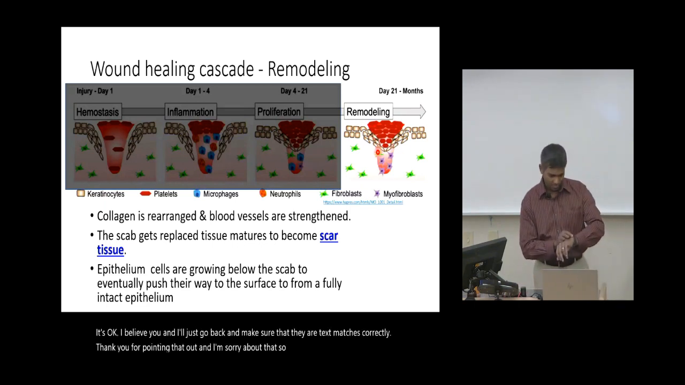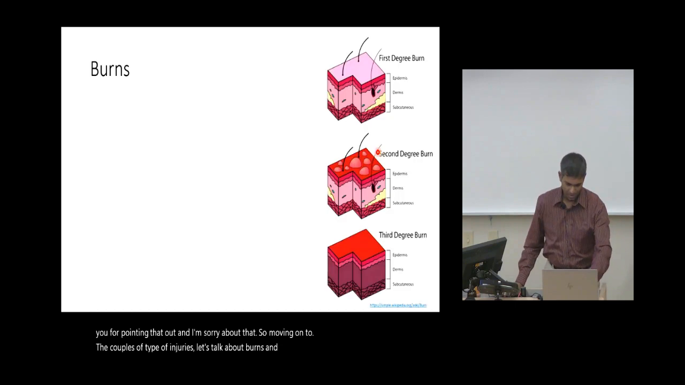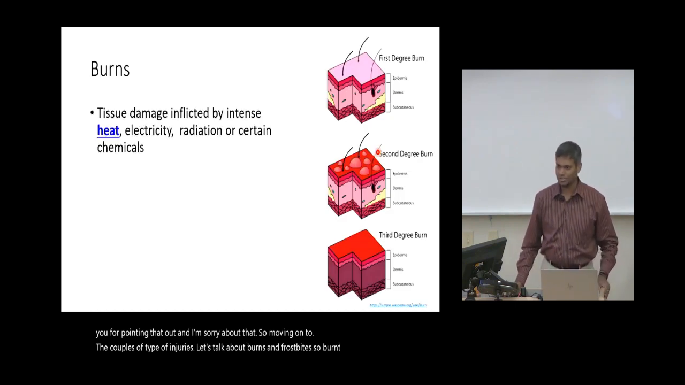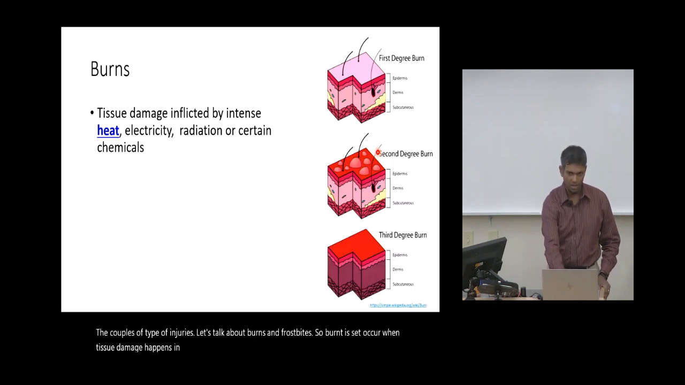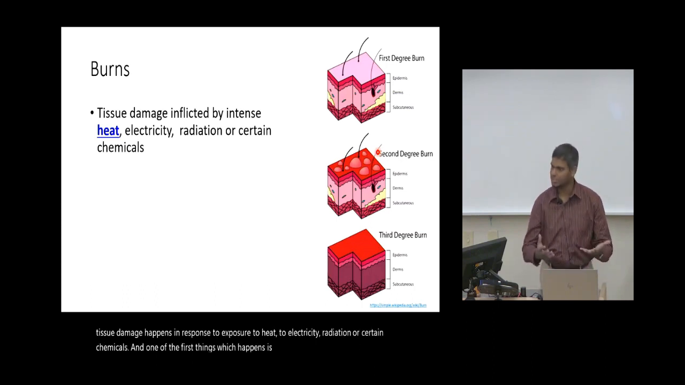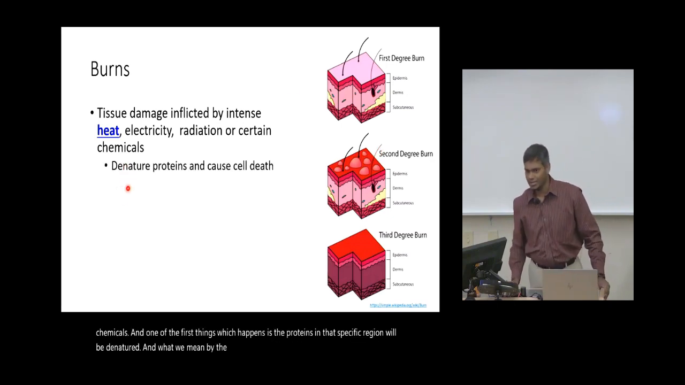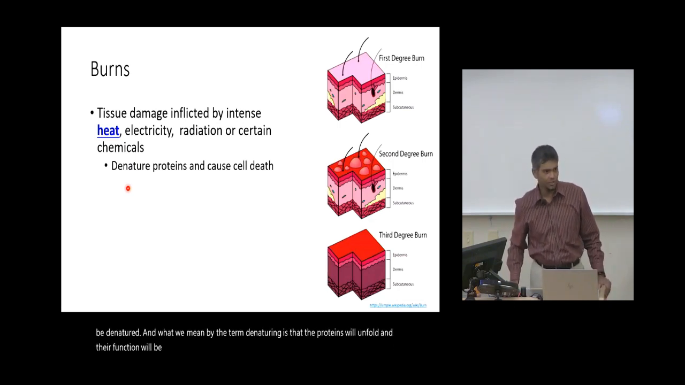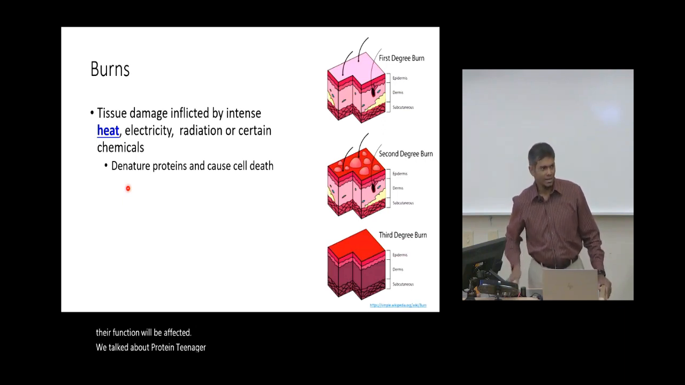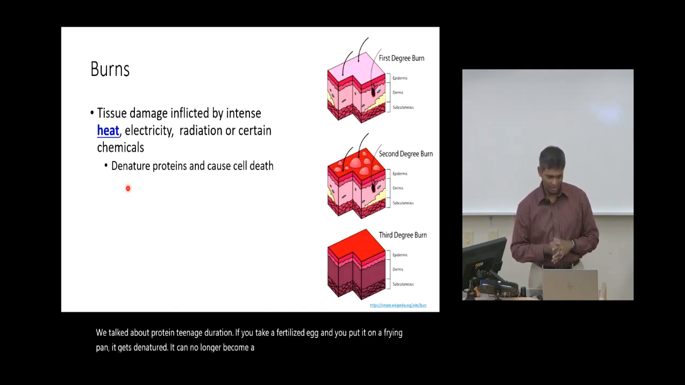Moving on to a couple of types of injuries, let's talk about burns and frostbites. A burn is said to occur when tissue damage happens in response to exposure to heat, electricity, radiation, or certain chemicals. One of the first things that happens is the proteins in that specific region will be denatured. By denaturing, we mean that the proteins will unfold and their function will be affected. We talked about protein denaturation. If you take a fertilized egg and put it on a frying pan, it gets denatured, it can no longer become a live chicken.